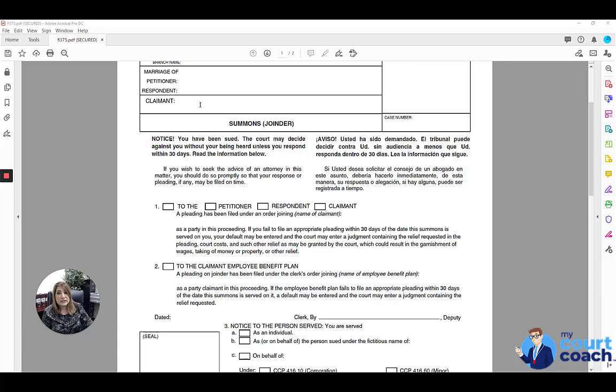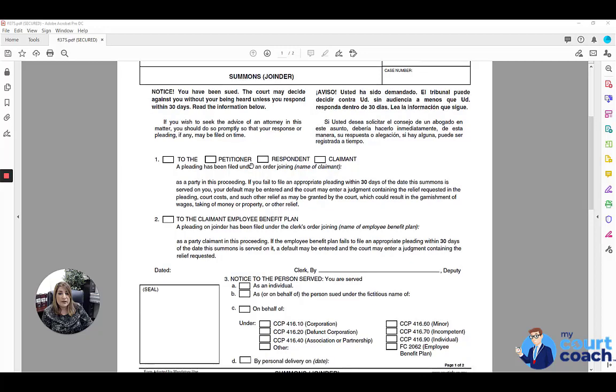On the other hand, if this is a joinder for an employee benefit plan, then this form gets filed at the same time as the other forms related to the joinder of the benefit plan. And those are the FL-372, the request for joinder of the employee benefit plan, the FL-370, which is the pleading on joinder of an employee benefit plan. And it would also be served on that third party with a blank FL-374 notice of appearance by employee benefit plan for that employee benefit plan to then fill out and file.